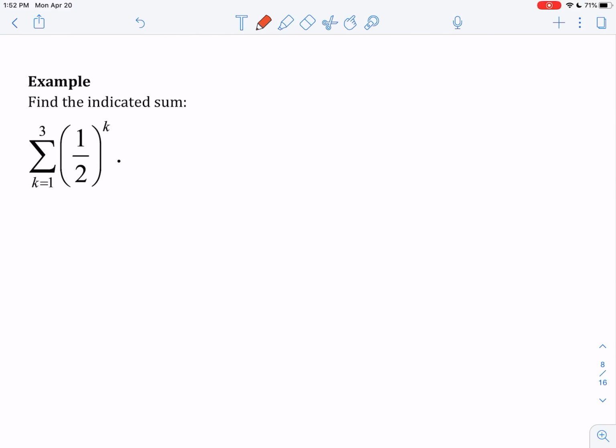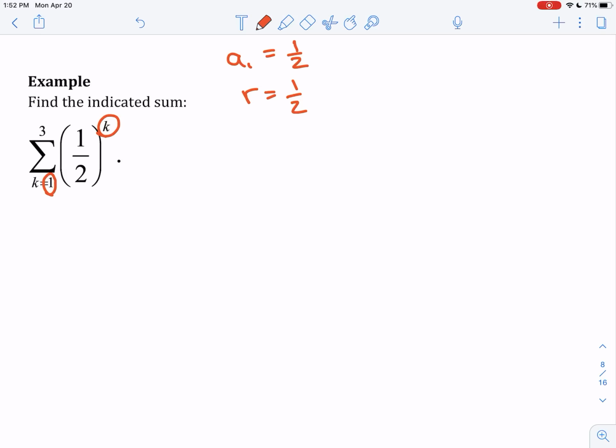Okay, let's try one more. What about sigma notation? Something like this. Find the indicated sum. How do I know that this is geometric? Well, take a look at your expression inside the sigma. Notice that that is an exponential function, right? And what's your base? It's 1/2. So that's going to be your r. How would I find my first term? Well, plug that number into k. You get 1/2 to the 1, which is also going to be 1/2.